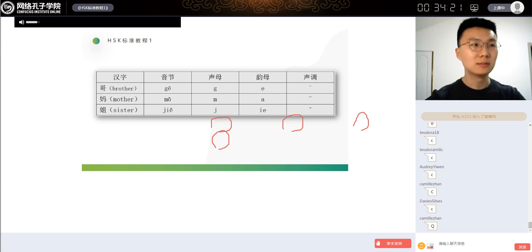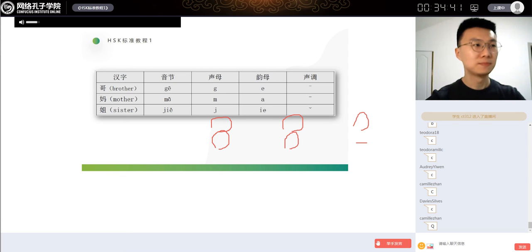The second one, 声母, initial is 摸. 韵母 is 啊. Put them together. 妈. 妈妈, it means mother, mom.